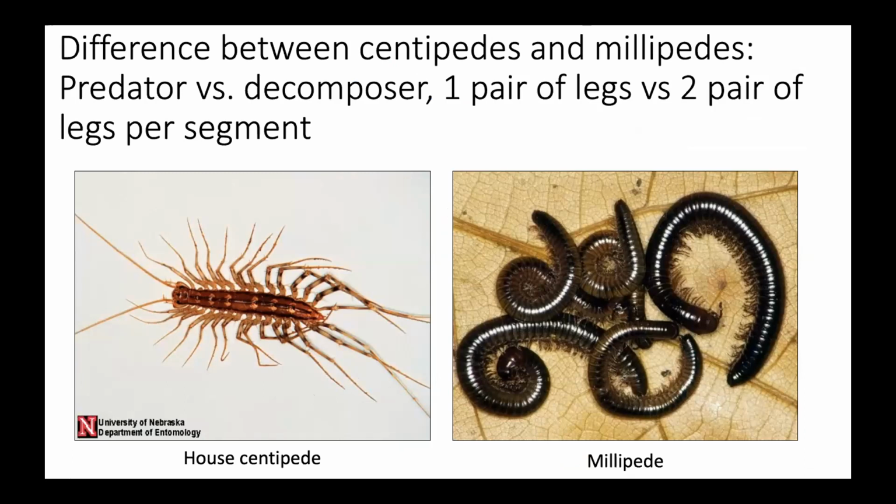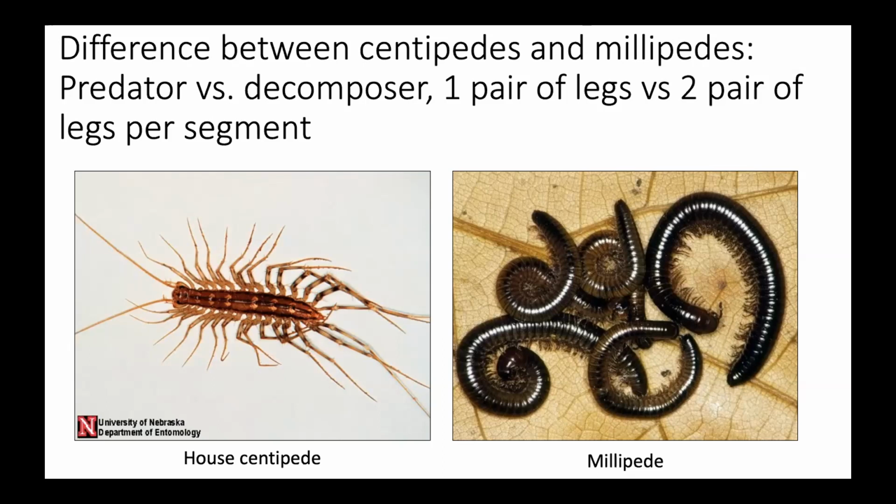This one's a house centipede, so it's got very long legs. These are commonly found in the home, scaring people, but we've got different centipedes that are outside, under pots and in the soil. But centipedes are predators. So if you find one, they're taking care of some of the bad bugs that may be in your house.